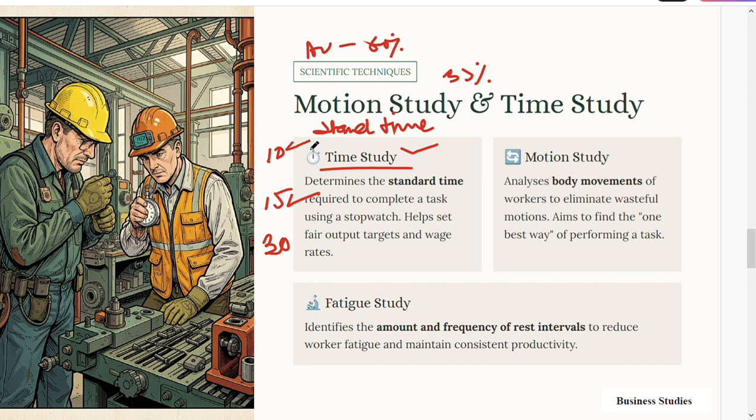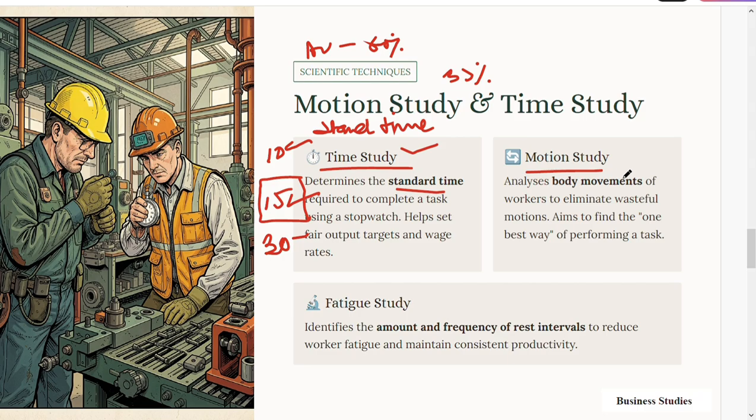He can do more production, he can do less production, but the standard time is this. So in time study we find out the standard time to perform a certain task, right? On the basis of that the salary is fixed. Then comes the motion study.